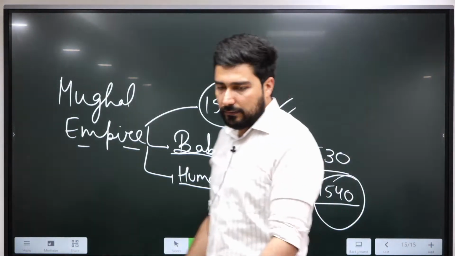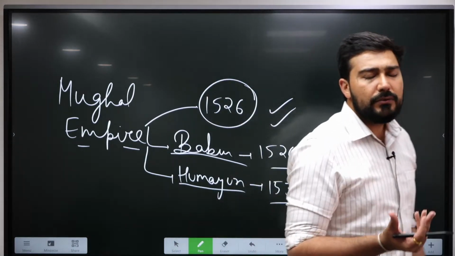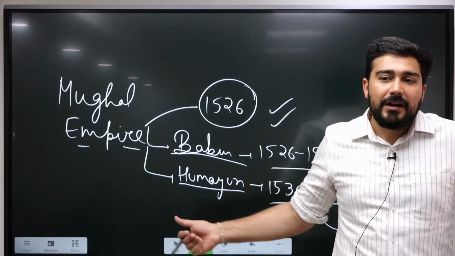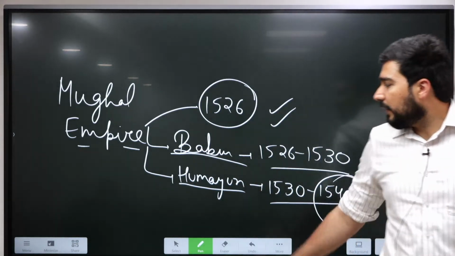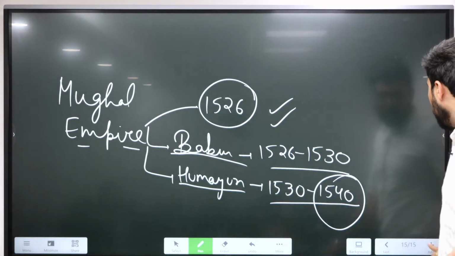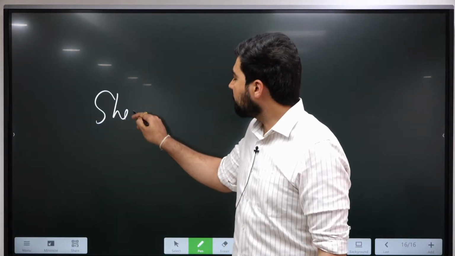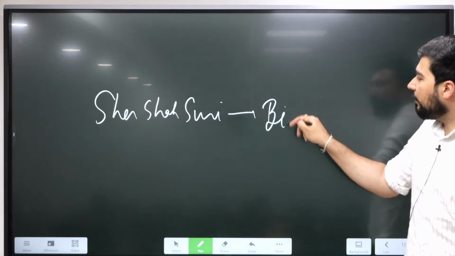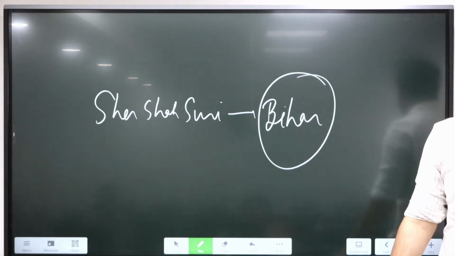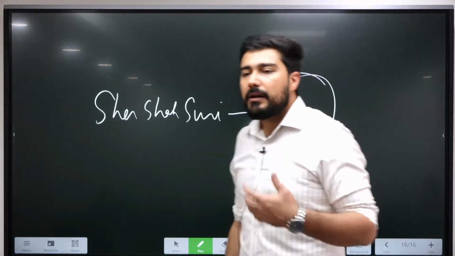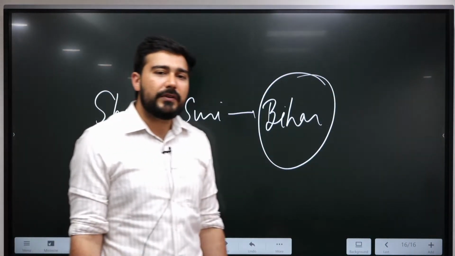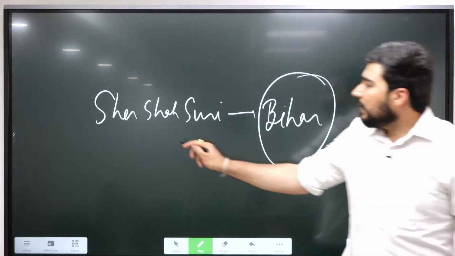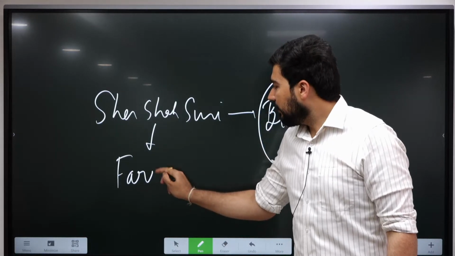Shershah Suri was a phenomenon, a person who started as a soldier and thereafter started fighting with the direct king, the emperor Humayun. If we see his profile, he was prominent in the area of Bihar, started his life as a soldier, and was able to kill a lion with his bare hands. That's why he was given the title of Shershah, and his real name was Farid Khan.